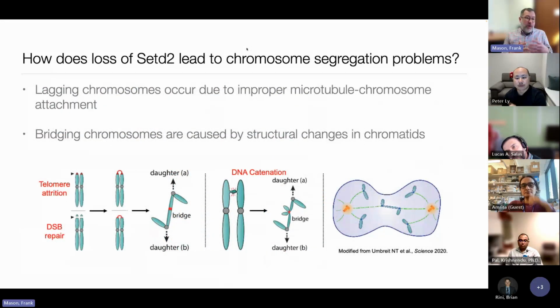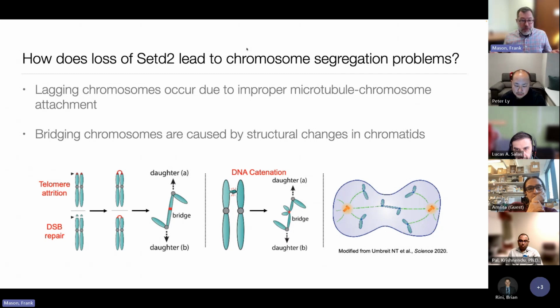But as I mentioned, we also see the formation of these bridging chromosomes, and the bridging chromosomes we were particularly interested in because they're caused by structural changes in the chromatids. By structural changes, I mean that these chromosomes are rearranged, and in some cases, these structural changes can form dicentric chromosomes, and these can arise through chromosome fusions at telomeres or at sites of double-strand breaks. Alternatively, chromosomes can become tangled through catenation and then ultimately form these bridges.